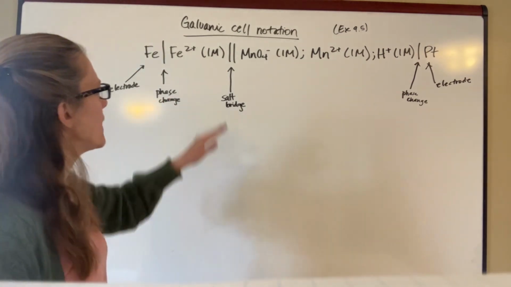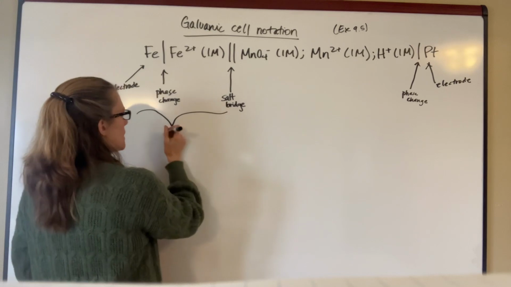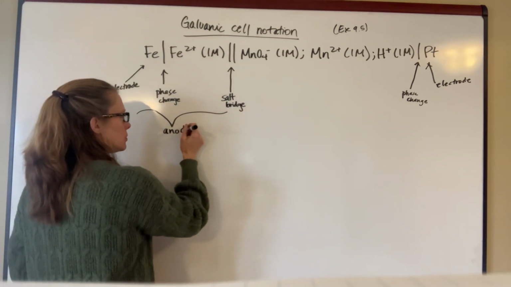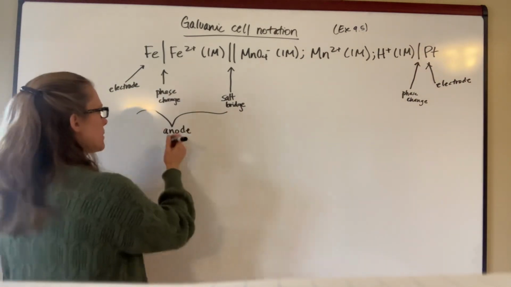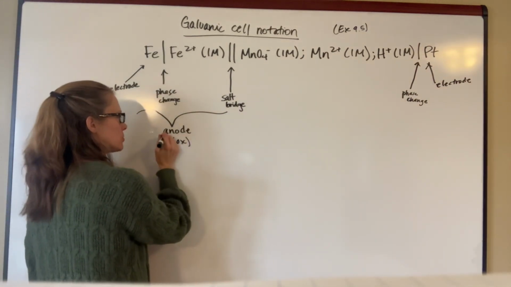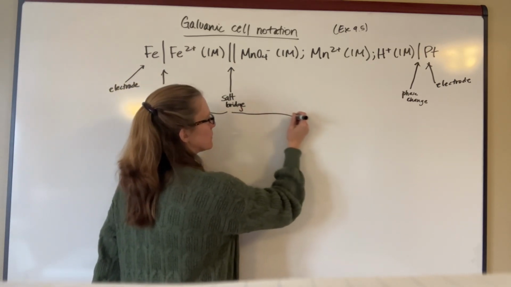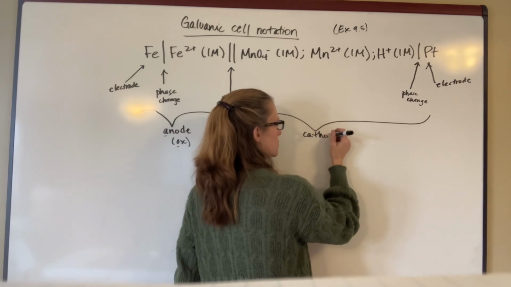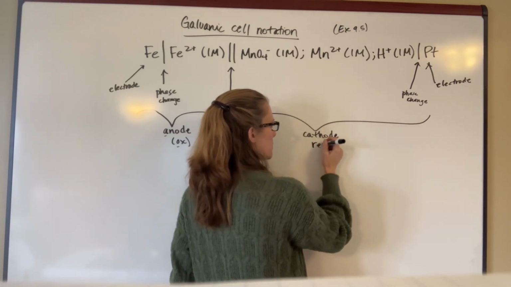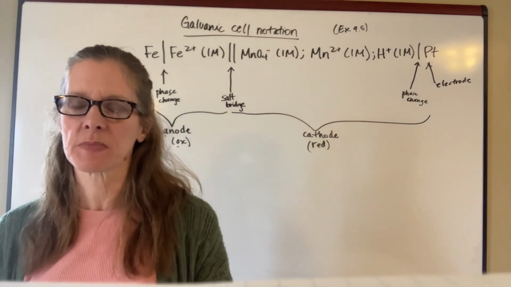Now, what comes on the left-hand side is going to be the anode. And if you recall, the anode is the place where the oxidation takes place because you have two vowels. Then on the right side is the cathode, and that's where reduction takes place because you have two consonants there.